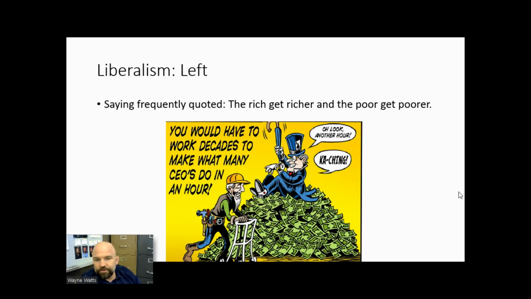A saying that you could frequently hear from liberals: the rich get richer and the poor get poorer, potentially suggesting that social inequalities are problematic like that.